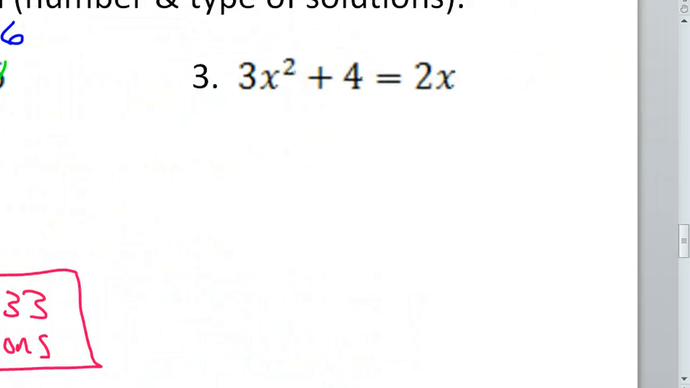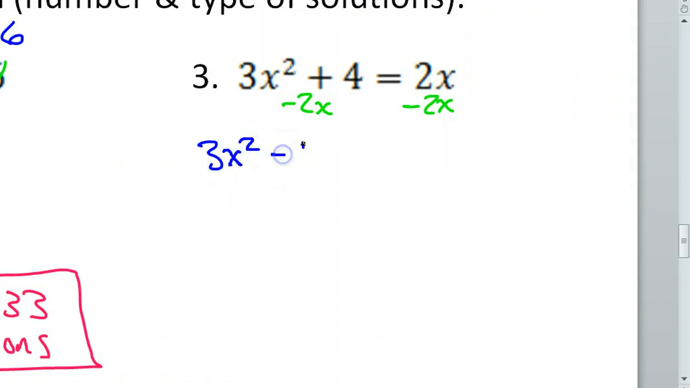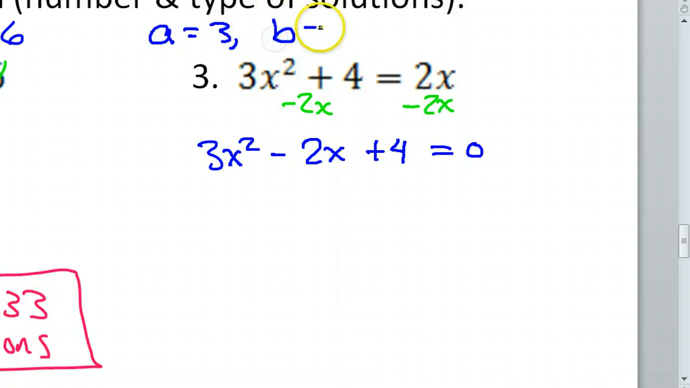Okay, let's take a look at number 3. Again, this is not in standard form, so the first thing we have to do is get 0 over here. So we want to subtract 2x from both sides, and the x term goes in the middle. So we will have 3x squared minus 2x plus 4 equals 0. So a is 3, b is negative 2, and c is 4.